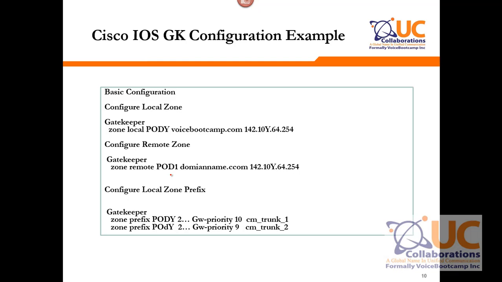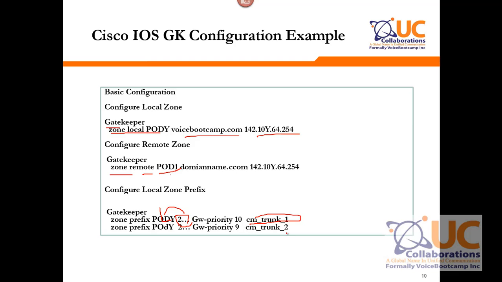Now, in order to configure the gatekeeper, the configuration is very straightforward. You define a local zone by typing zone local, then the gatekeeper name, pod Y, voicebootcamp, and the IP address of the gatekeeper. To configure a remote zone, you say zone remote, the zone name of the remote gatekeeper, the domain name, and the IP address of that router. To configure a local prefix, you can say zone prefix pod Y 2... So any number that starts with 2 should go to this particular zone, pod Y, with the GW priority CM underscore trunk 1 and underscore trunk 2. The trunk underscore 1 is your publisher or subscriber, depending on who's active.